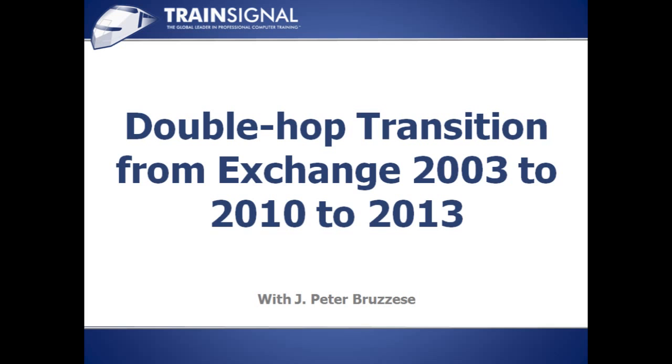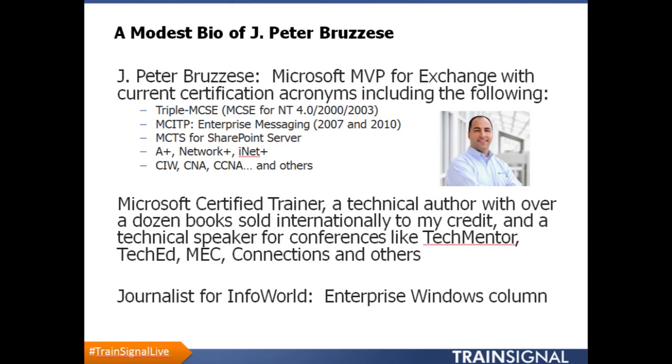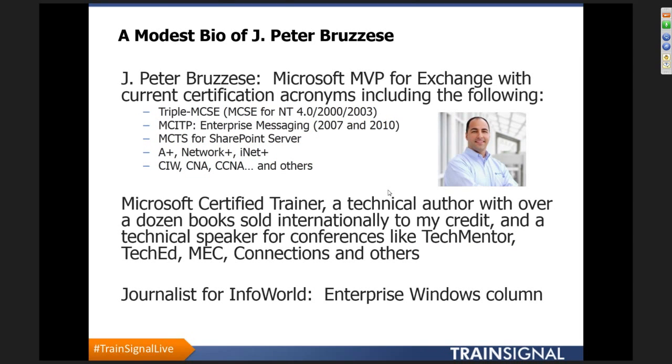Let me tell you a little bit about me first, because I know that's what you're dying to hear about. So let me give you the modest bio of J. Peter Bruzzese. I'm a Microsoft MVP for Exchange. I have a variety of different certifications, as you can see there. I'm also a Microsoft Certified Trainer, a technical author with over a dozen books that have been sold internationally to my credit. I'm also a technical speaker for conferences like TechMentor, TechEd, MEC, the Microsoft Exchange Conference, Connections, and others. I'm also a journalist for InfoWorld. I write the Enterprise Windows column.